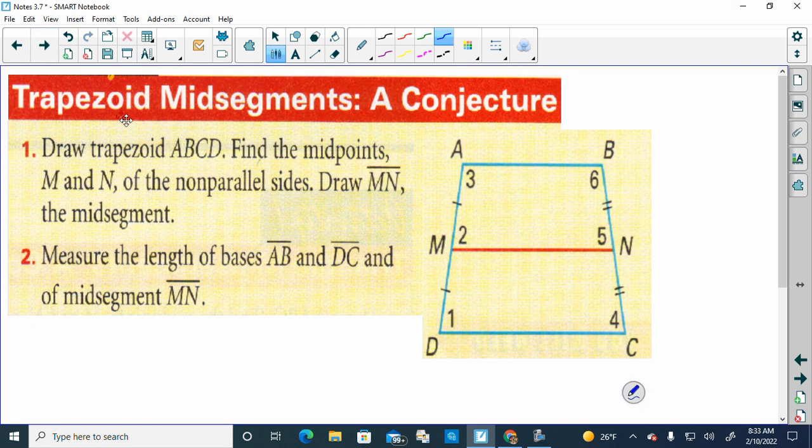Same thing as our triangle. We have this one and this one are going to be the same length because it's the middle of that side, the non-parallel side. And then this one and this one. And then fill in now 1, 2, 3, 4, 5, 6 into your drawing.